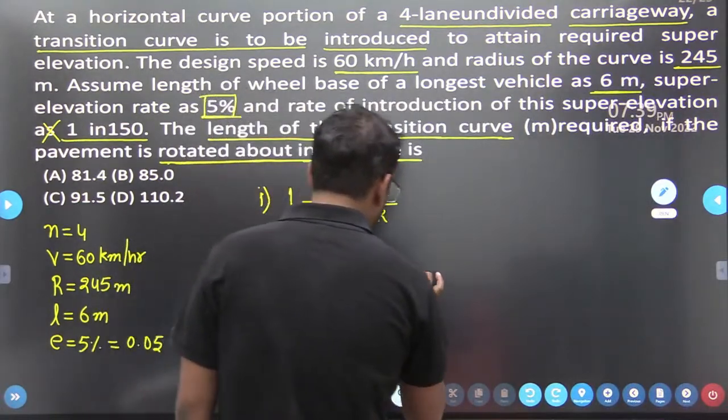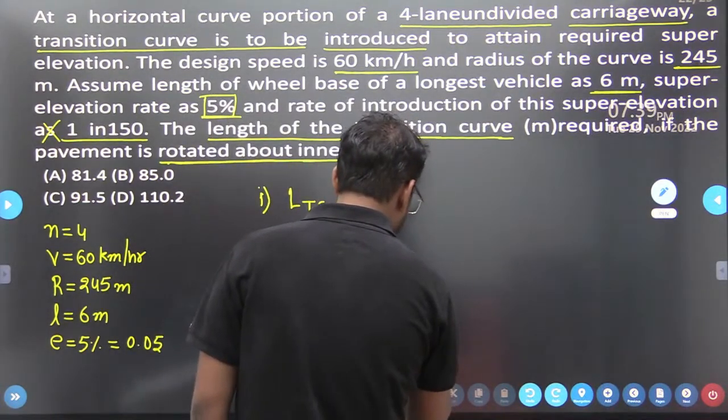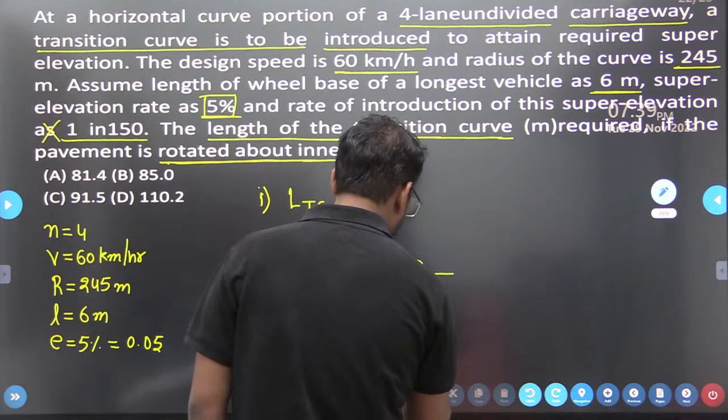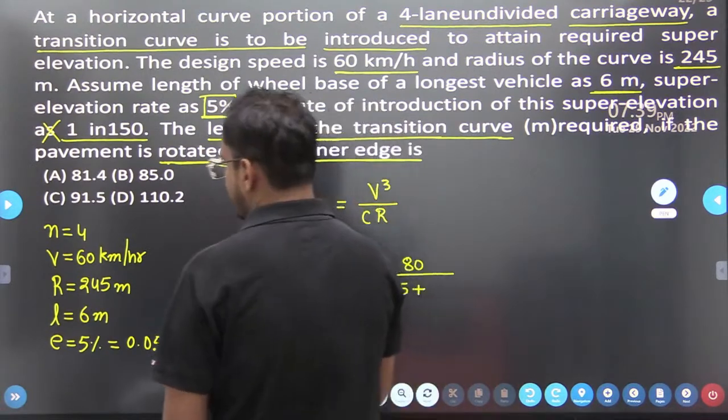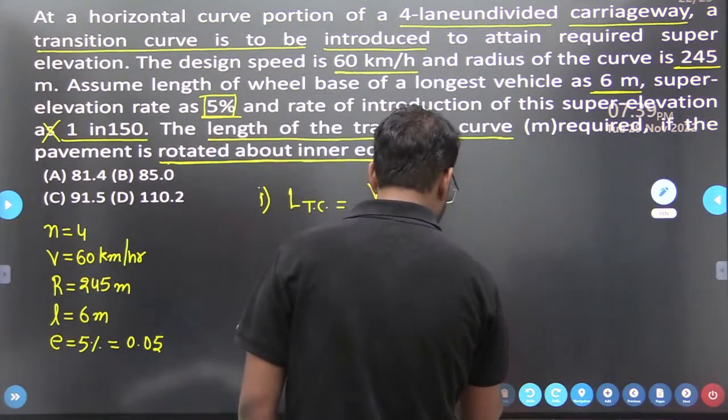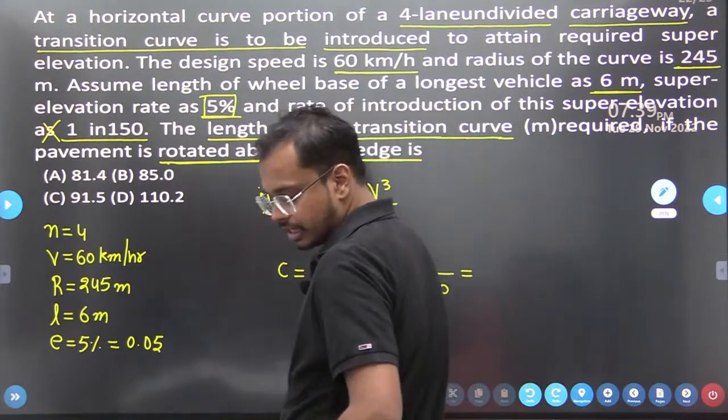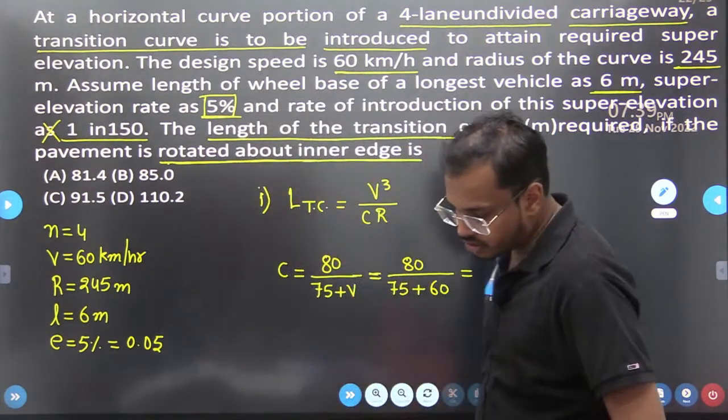So, if I talk about 80 divided by 75 plus V, what is the speed of the vehicle? The speed of the vehicle is 60. What is the value of C? Now, please calculate the value of C here.